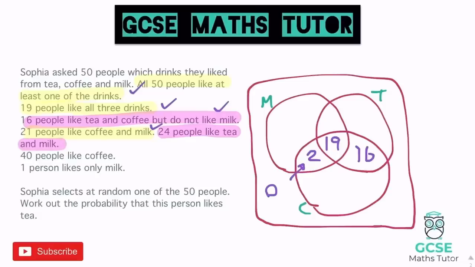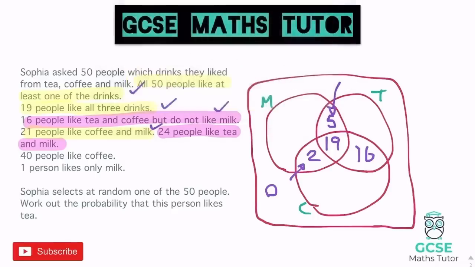Let's have a look. Well, tea and milk is this one here. But again, it doesn't say that they don't like coffee. So 24 people like tea and milk. 19 are already in there, so that's going to be an additional 5 people there. And that makes up 19 and 5. That's 24 people in total that like tea and milk. On to the next one.